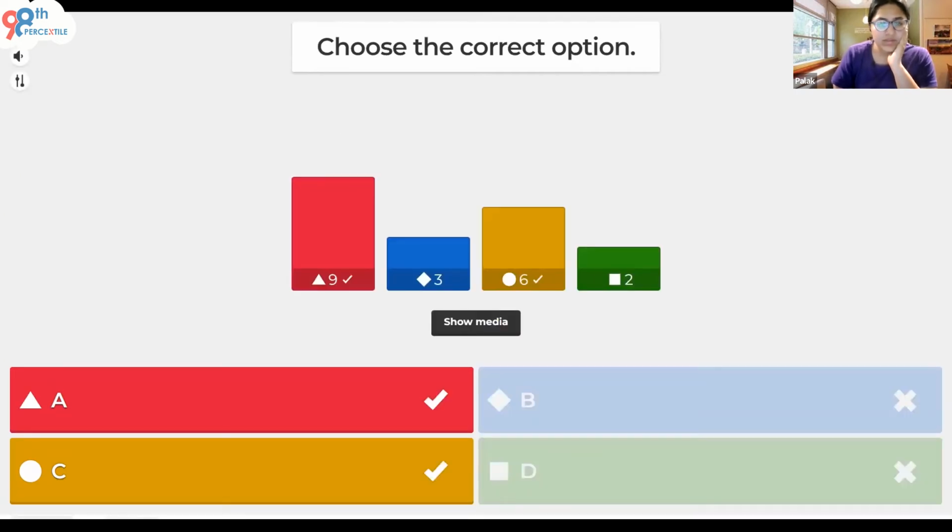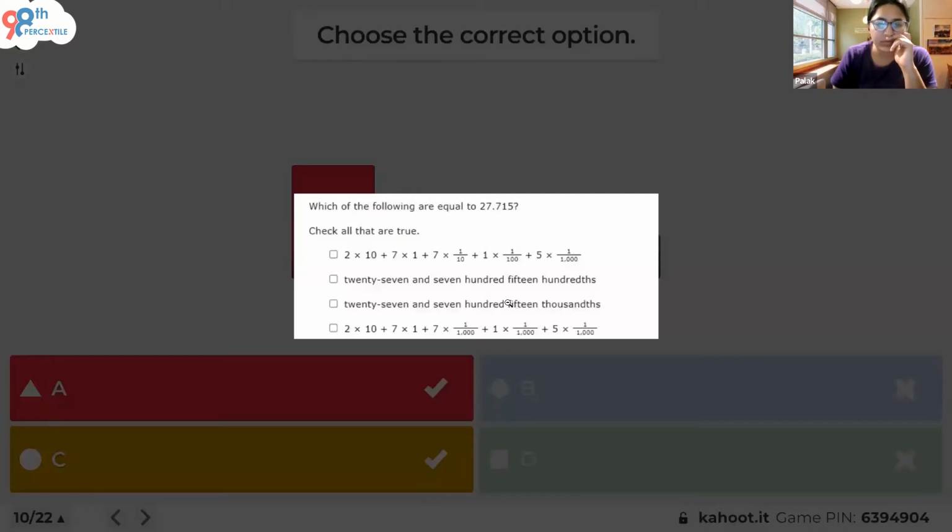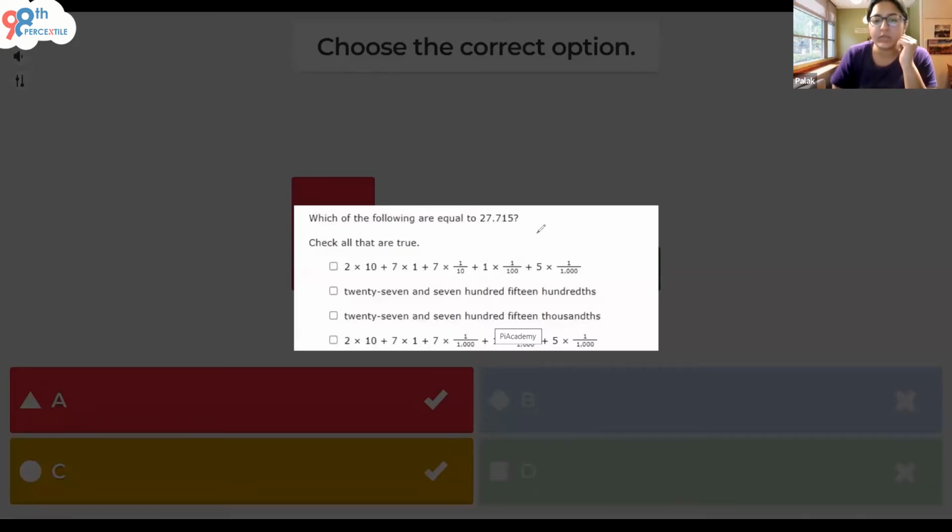Okay, so let's see how many of you were able to answer it correctly. 9 plus 6. Okay, so quite a few of you have answered this correctly. So let's have an analysis of this question. Which of the following are equal to 27.715? So there could be multiple answers for this. There could be non-multiple answers for this. So let's see how this was supposed to be done.